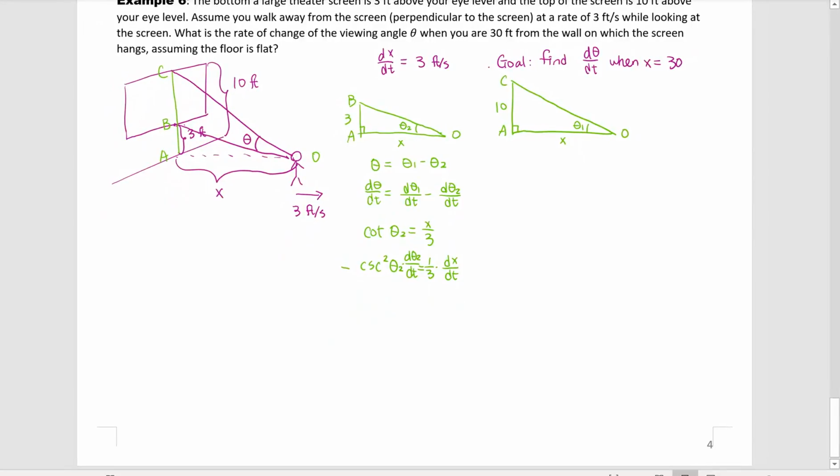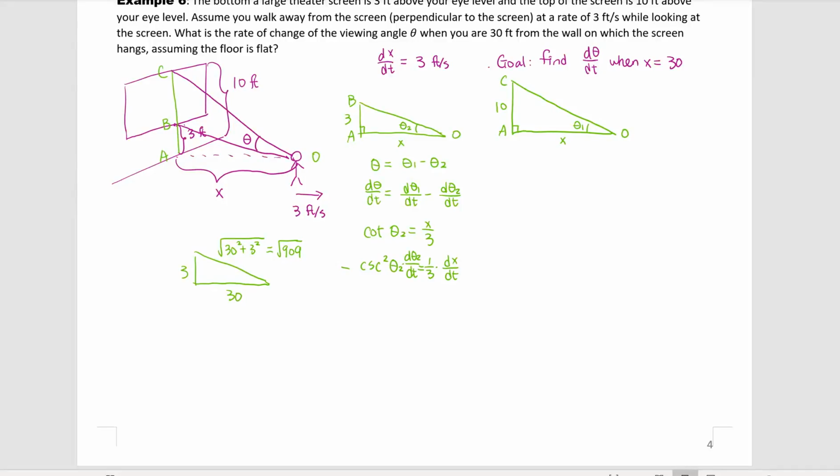At the moment when x equals 30, what do we get? So now let's try to plug in. When x is 30, what is cosecant? By the way, here we have 30 squared plus 3 squared. That is the square root of 909, right? 30 squared is 900.